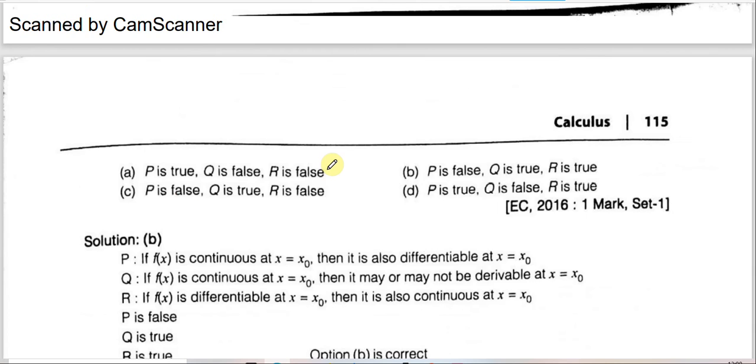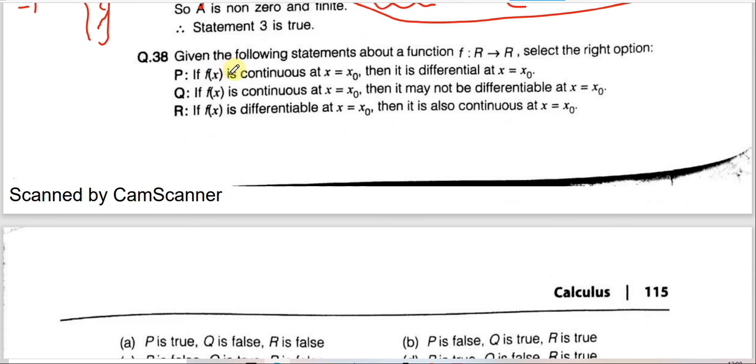Now see the next problem. Given the following statements about the function, which one is correct? If a function is continuous, then it will be differentiable also. No, not true. I have already told that if the function is differentiable, then it is continuous. But if a function is continuous, then it may or may not be differentiable.